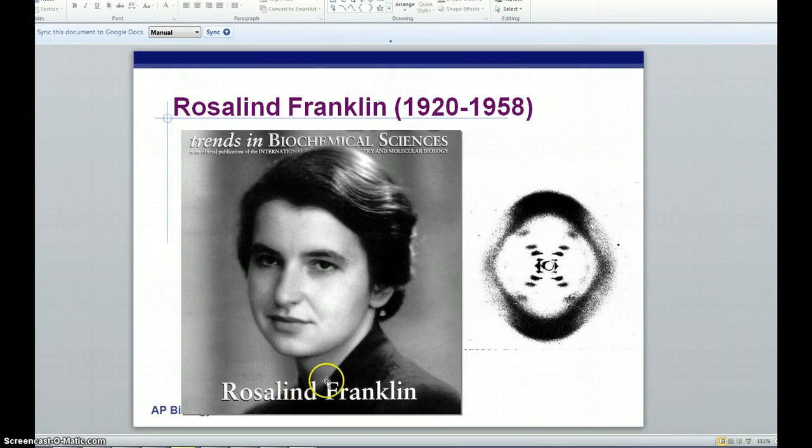Wow. Some people think that Rosalind Franklin should have been given a Nobel Prize. And so did Watson and Crick for her part in discovering what the structure of DNA was. The problem is that she died from cancer before the Nobel Prize was awarded. And it turns out that the Nobel rules require that a person has to be alive to receive the Nobel Prize. So she didn't get it because she died of cancer. Very sad.